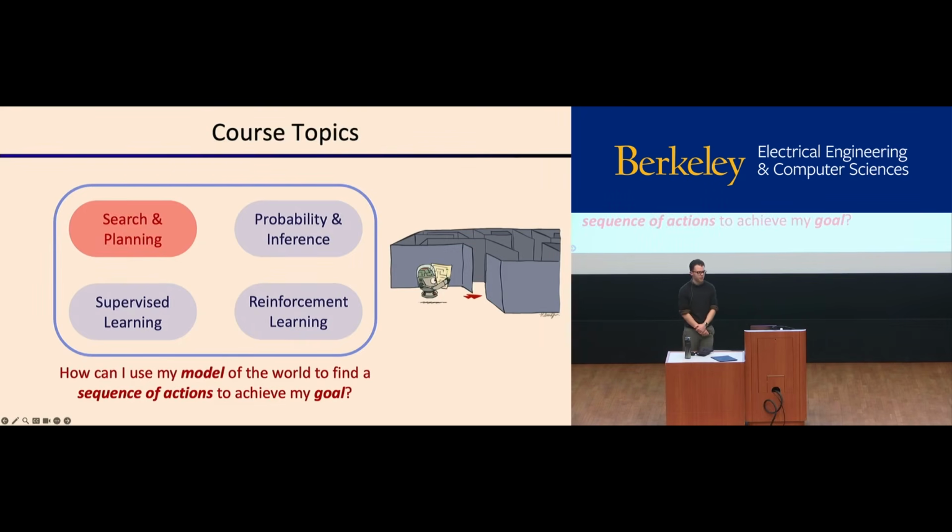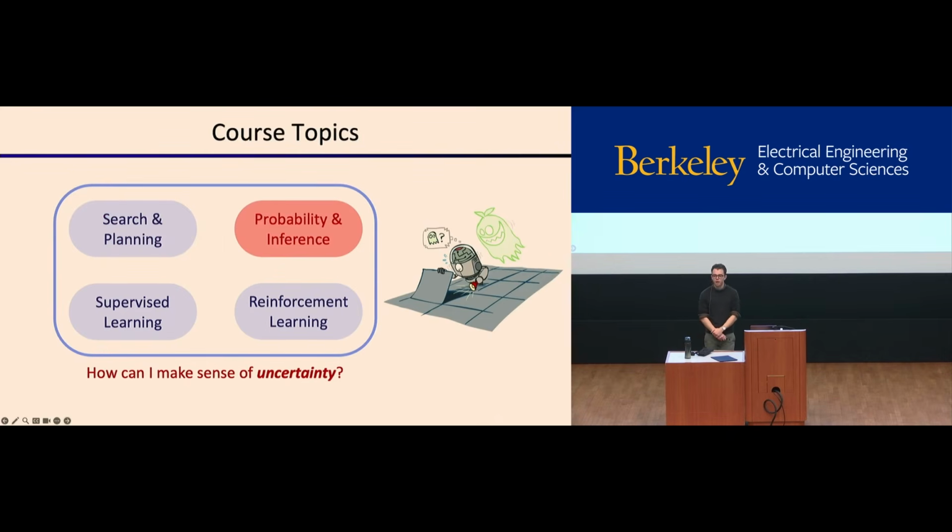The first is search and planning. Search and planning asks: how can I use my internal model of the world to find a sequence of actions that achieves a goal? You can imagine that I'm this agent in this maze environment here, and my model of the world is my map. It might not be a perfect model of the world, but hopefully it's enough to get me where I'm trying to go.